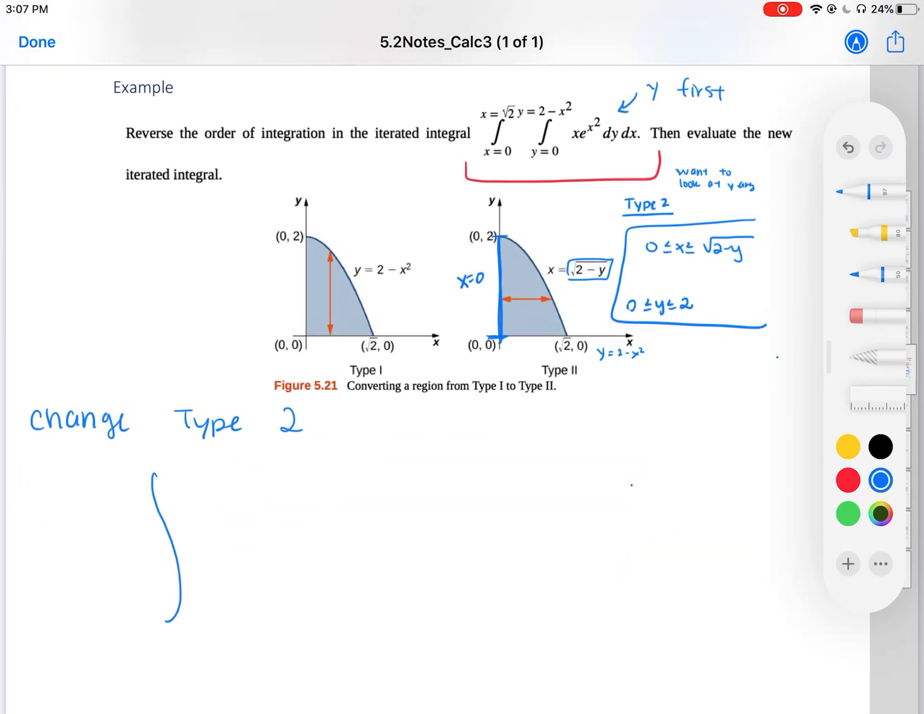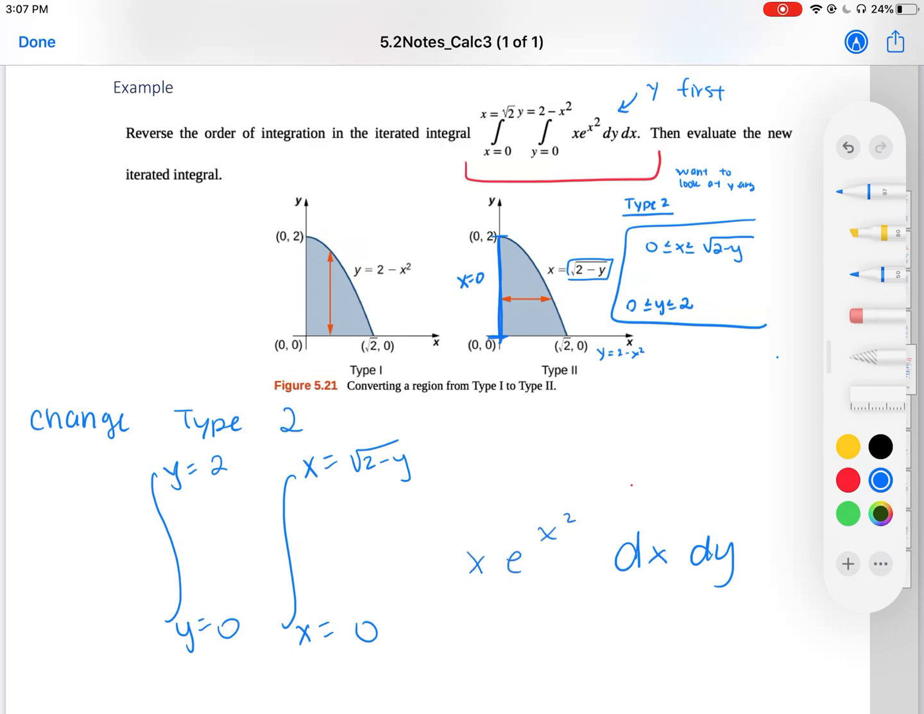So we want to integrate this double integral. Because it's type 2, we want x first. So we have dx dy, x is equal to, and then y is equal to. For x, we go from the square root of 2 minus y to 0, and for y, we go from 2 to 0. And we're integrating for x times e to the x squared.